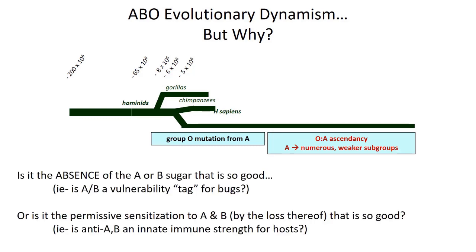It raises the question of whether or not it's the absence of the A or B sugar that is good. In other words, is A or B a vulnerability tag for bugs? Or is the permissive sensitization to the A and B structures by their loss, i.e., the development of that innate humoral repertoire of isoagglutinins, that might be good? Can this naturally occurring isoagglutinin repertoire defend a host against certain pathogens by being a neutralization substance?